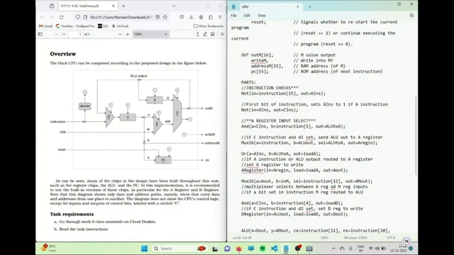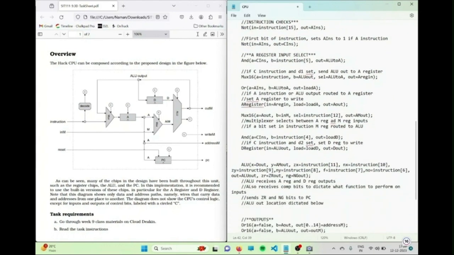Now the mux is used to decide whether the instruction or the ALU output is stored into the register, depending on the value of ALU to A. Now we have the mux load bit in the A register. That would be if either the A instruction or the ALU output is fed to it. On the other hand, the A register is used to store the value that is fed into the A register, and it takes in the input.